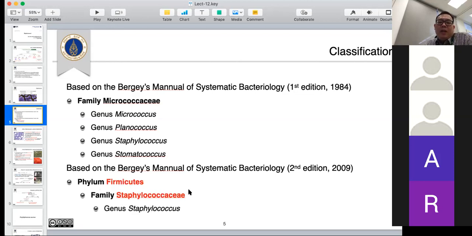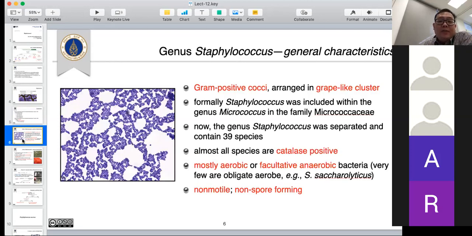in the phylum Firmicutes, okay? Firmi means strong, cutes means skin. They have strong skin because they are gram-positive, okay? Now, the major classification of Staphylococcus: when I say Staphylococcus or Staphylococci, I mean in general, not pointing to any species, okay? They are gram-positive cocci. Like the gram stain like this, the grape-like shape, you can see grapes, okay?